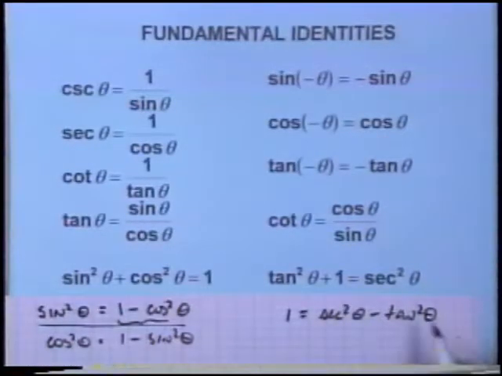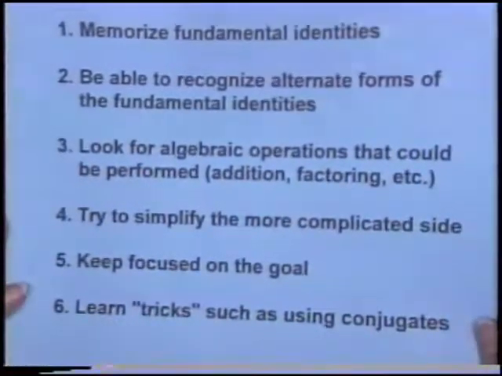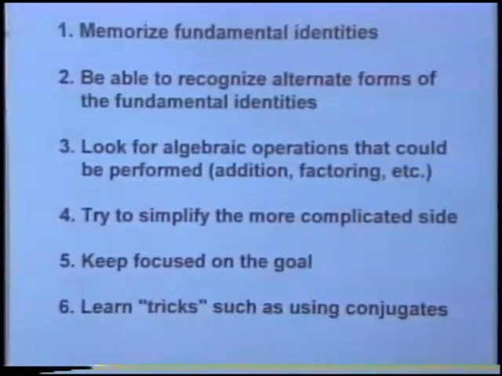So another alternate form. Of course, you could also subtract the 1 and have tangent squared theta equals secant squared theta subtract 1. Now, it's not my purpose on this tape to go through all of those alternate forms, but you do need to be aware that sometimes we do see these identities written in another form, and we need to know these identities well enough that we recognize that. Now, back to our steps.